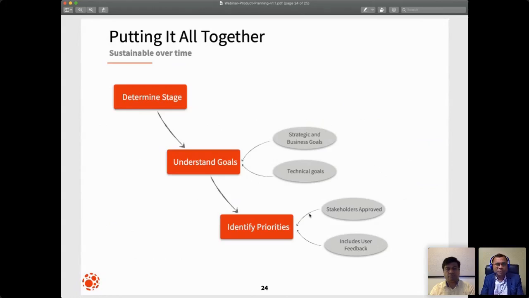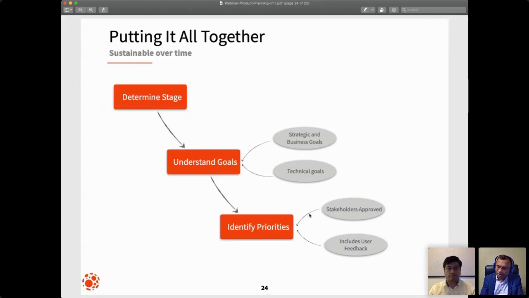So let's put it all together. Let's wrap up what we discussed. You first need to know what stage you are in. What is the status of the product? If you don't do that, don't apply a homogeneous product planning brush to it. Then understand your goals. What are the business goals? What are the technical goals? And then you translate them using the method we talked about.